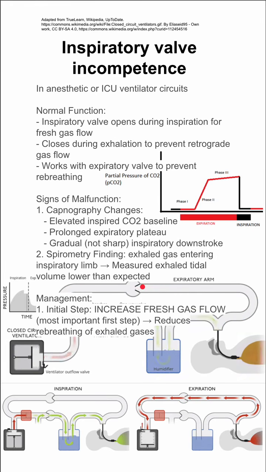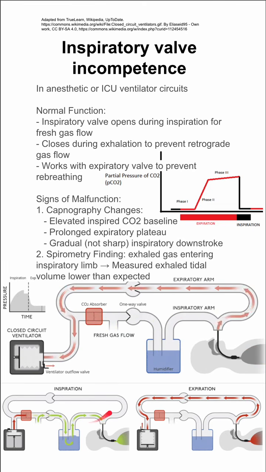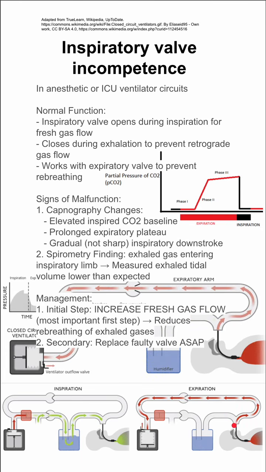The management of inspiratory valve incompetence begins with increasing your fresh gas flow. If you have fresh gas flow going counterclockwise in the circuit, you want to increase that in order to prevent much of your expired gas from going in the wrong direction. If you have a faster gas flow going in the counterclockwise direction here, less of that gas will go in the wrong direction. So that's the first thing you should do. The second step is to replace the faulty valve as soon as you can.